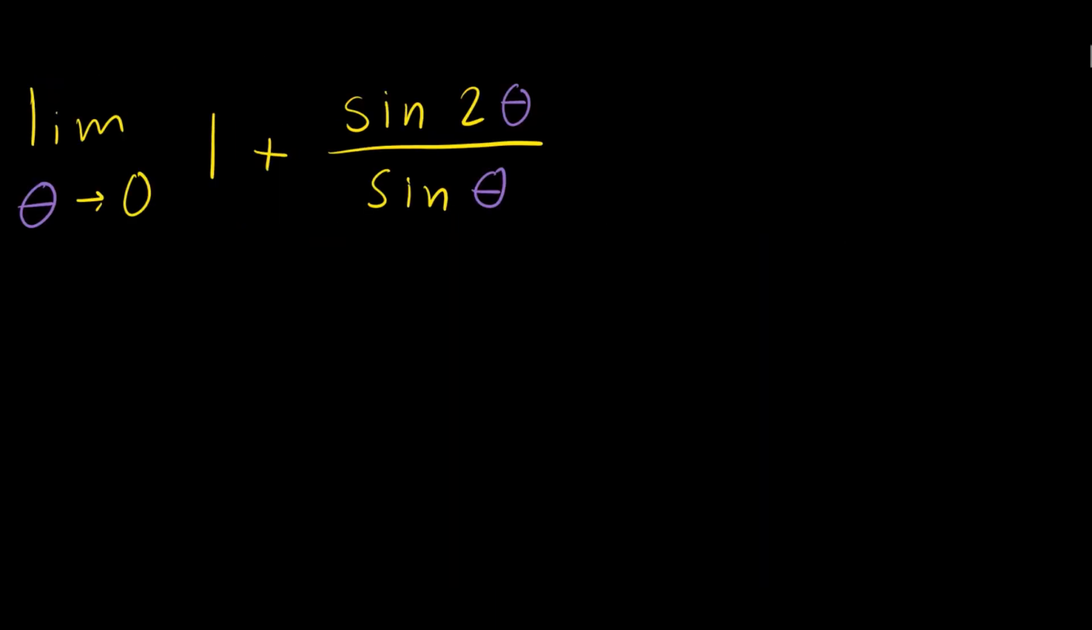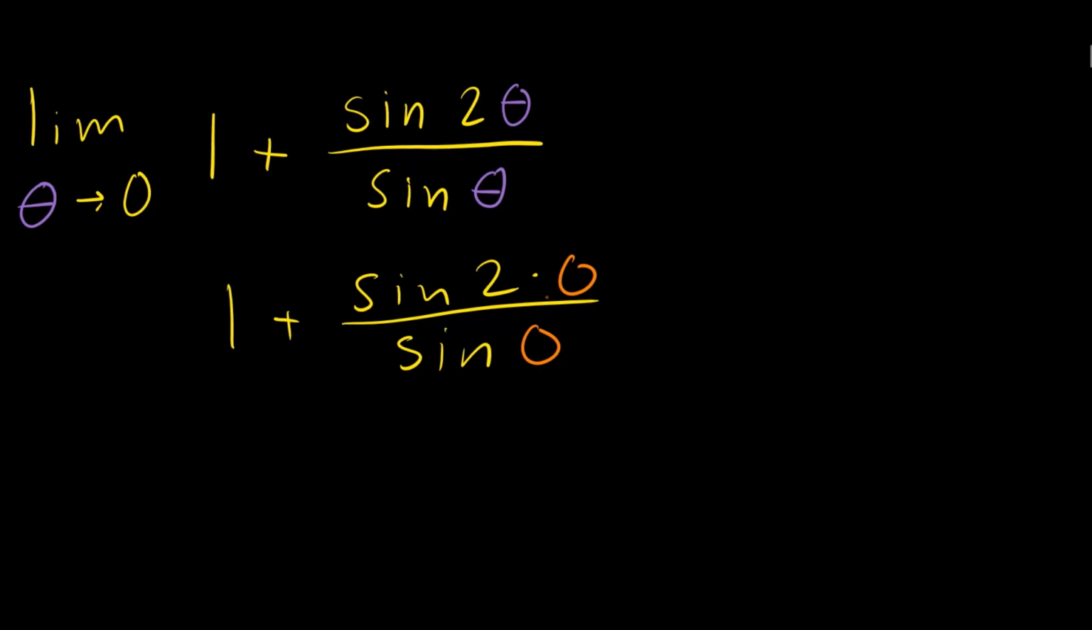Alright, so in this case we have the limit as theta approaches 0 of 1 plus sine of 2 theta divided by sine of theta. And like always, let's just plug in the limit value to see what we get. So we have 1 plus sine of 2 times 0, divided by sine of 0. Sine of 2 times 0 is sine of 0, which is 0, and we have sine of 0 again in the denominator. So we have that 0 divided by 0 situation. Even though there is this plus 1 here, the indeterminate form fraction is what's really important, and that tells us we have to do algebra to figure things out.